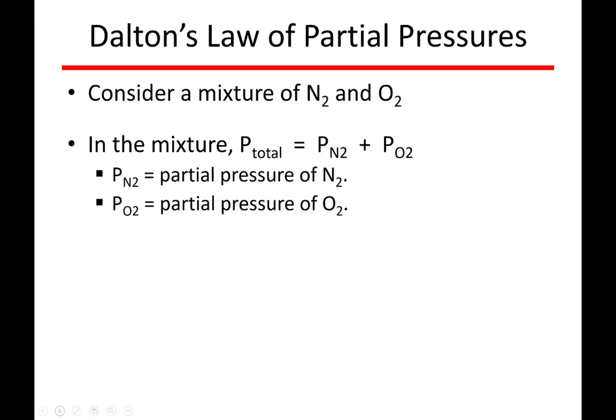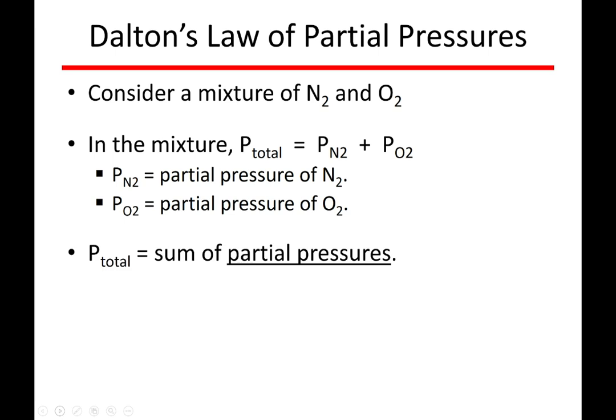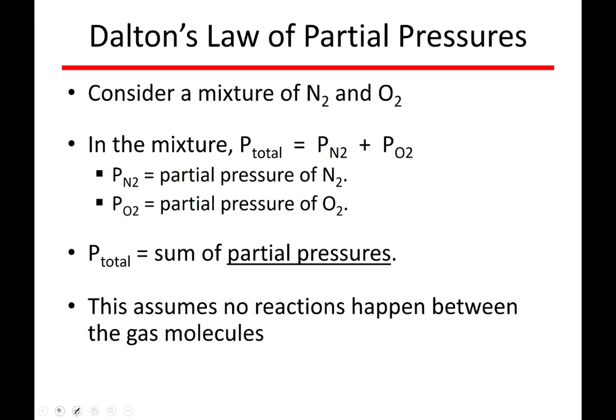This is called Dalton's law of partial pressures, which says that in the mixture, the total pressure of the gas will be equal to the partial pressure of the nitrogen plus the partial pressure of the oxygen gas. Importantly here, the total pressure for any mixture of gases will be equal to the sum of the partial pressures of all of the gases that make up the mixture.